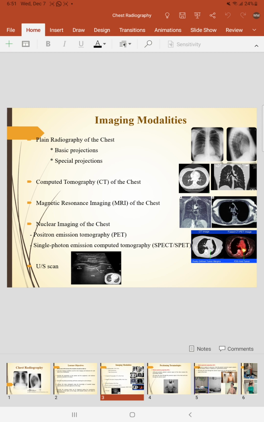It means positron emission tomography and SPECT, ultrasound scan.